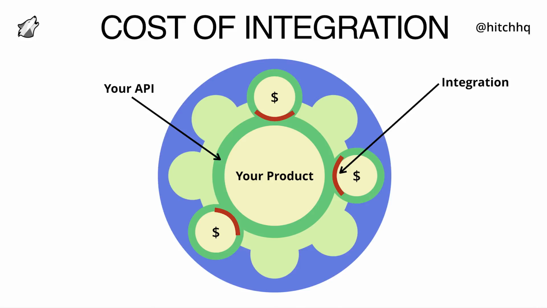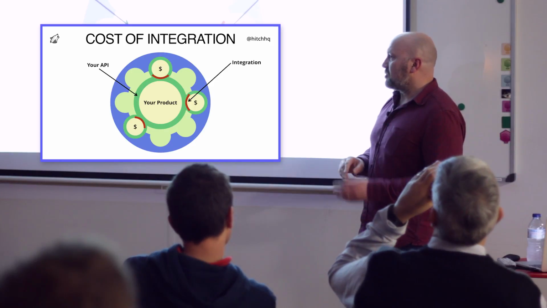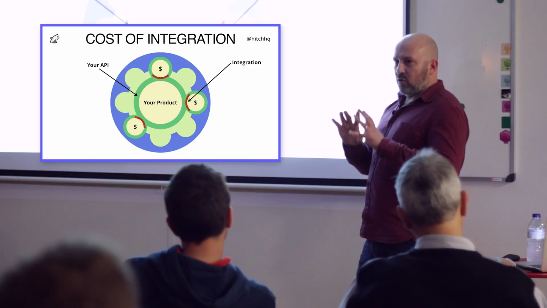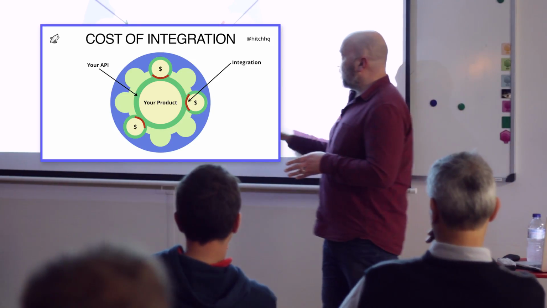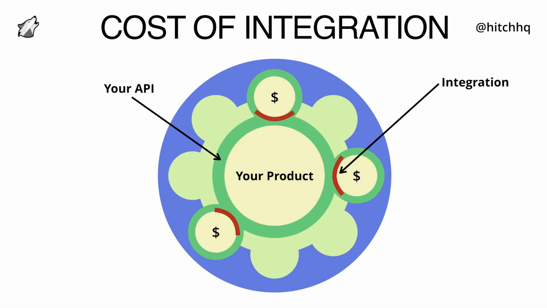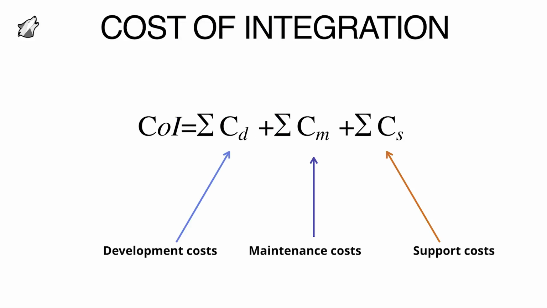So, and this is the main thing that I want to tell you about today: the cost of integration. So, when you think about your product, ways of augmenting your product, making it work for customers in their own contexts, using an API, you need to think about how much that will cost you, your company. So the way we can look at cost of integration, it's very easy.